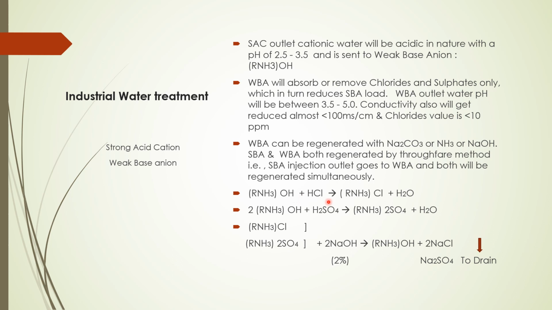RNH3OH reacts with the weak hydrochloric acid from the cationic outlet water. It will get attached to the resin bed and the water will come to the next unit, the degasser unit. Likewise, weak sulfuric acid will also get attached to the bed and the water will be slightly alkaline. Chloride and sulfate are attached to the bed and regenerated along with the SBA. 2% NaOH is used and the bed will become normal RNH3OH, and the regenerant effluent is sodium chloride and sodium sulfate, which goes to the drain.